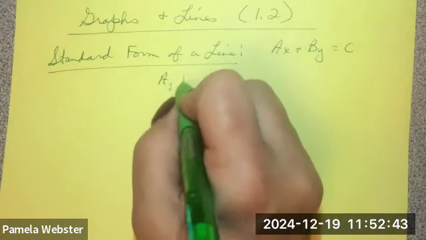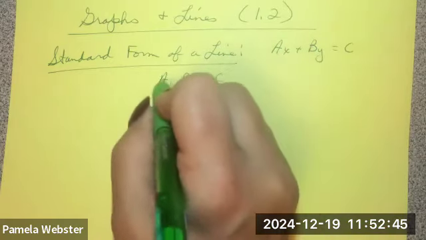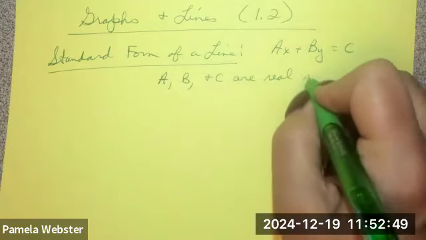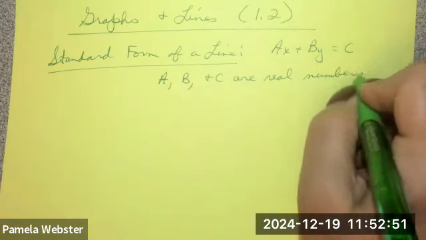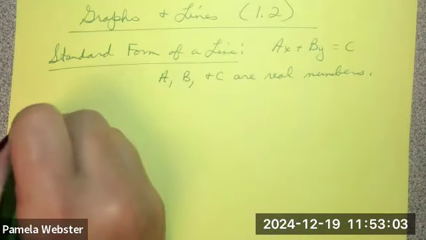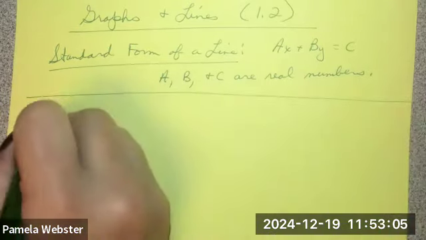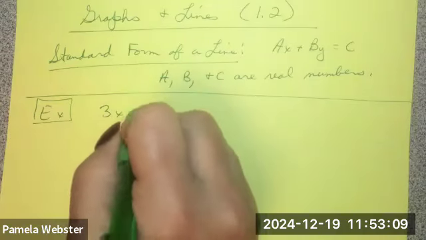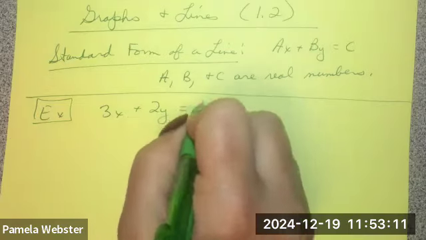The important thing to know is that A, B, and C are, for our case, real numbers. If you were to get into some complex algebra kind of stuff, you could have imaginary numbers. But for our purposes, we're looking at real numbers here. Okay, so you're going to have some stuff like 3x plus 2y equals 6.